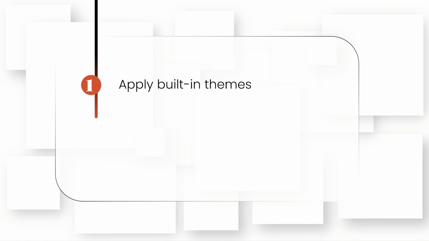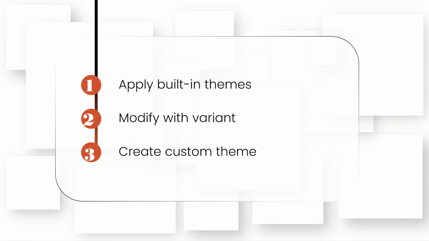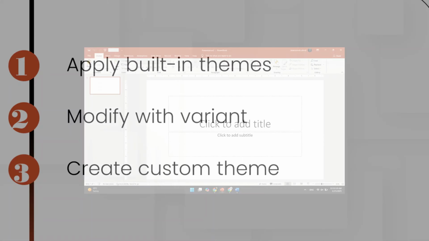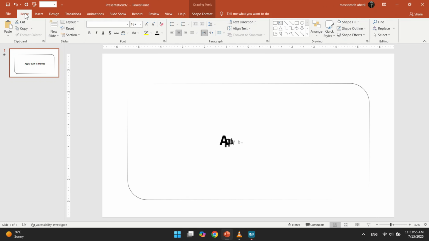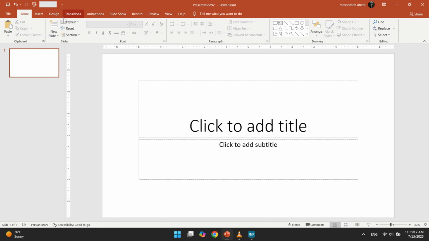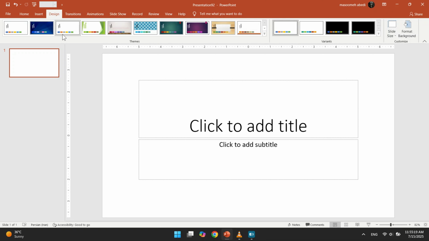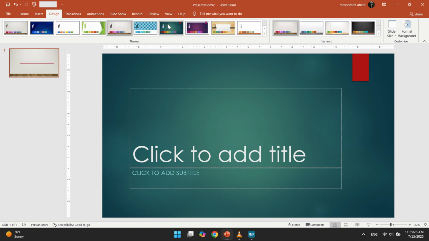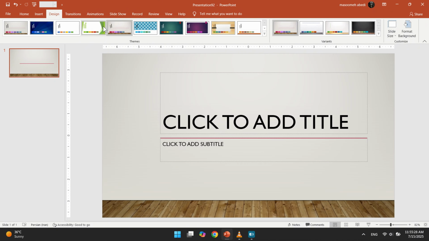First, apply built-in themes. Then, modify with variants. And then last one, create custom themes. Let's start with applying built-in themes. Move the mouse to the top ribbon and click on the Design tab. In this tab, you can see a row of themes. I'm hovering over each one to show you how it changes the whole slide.